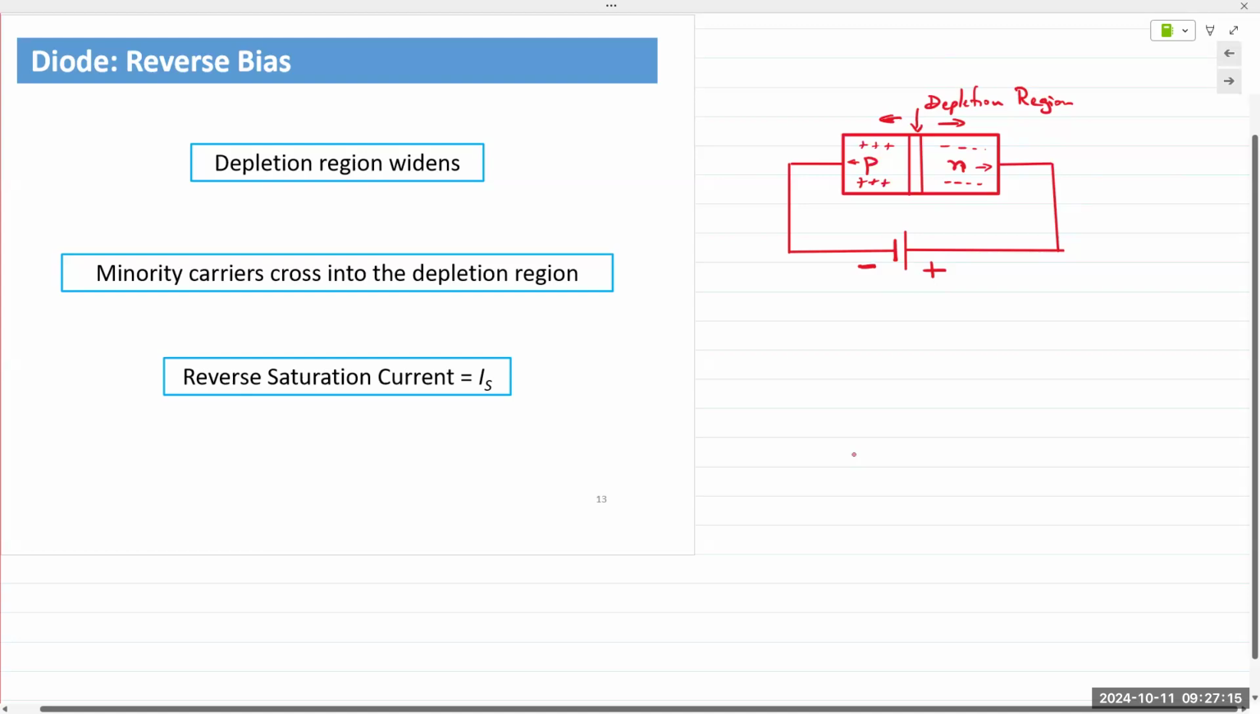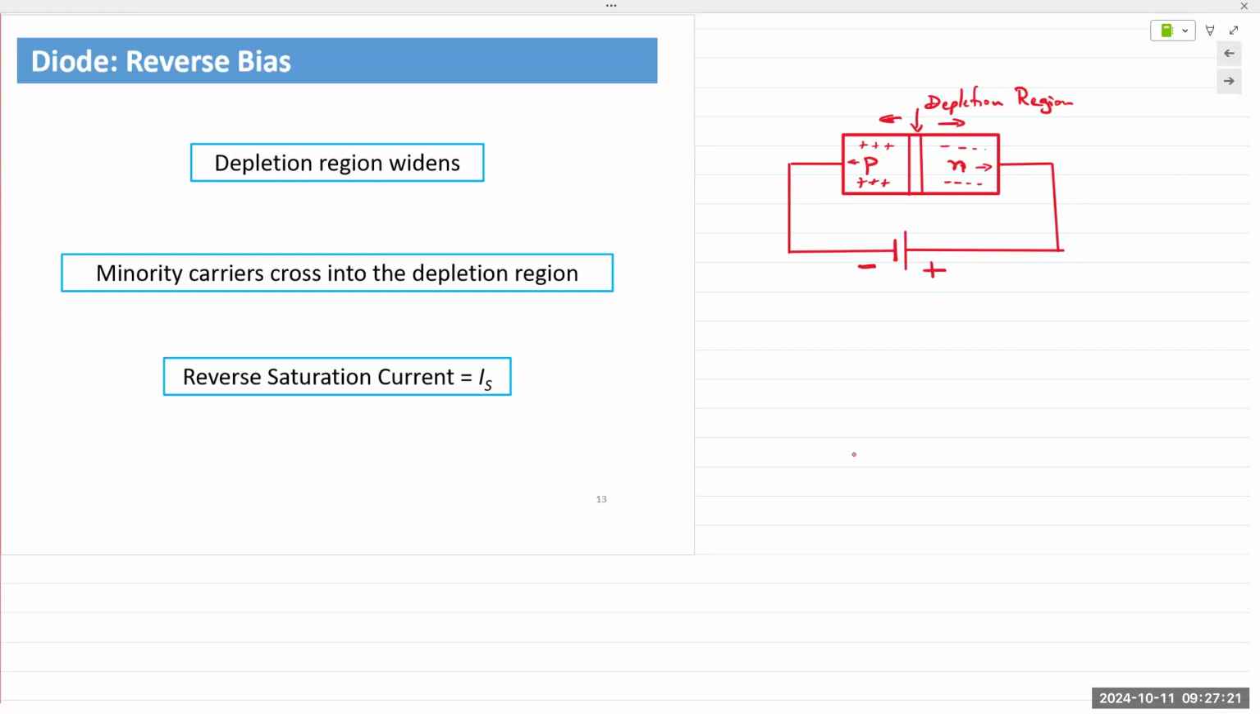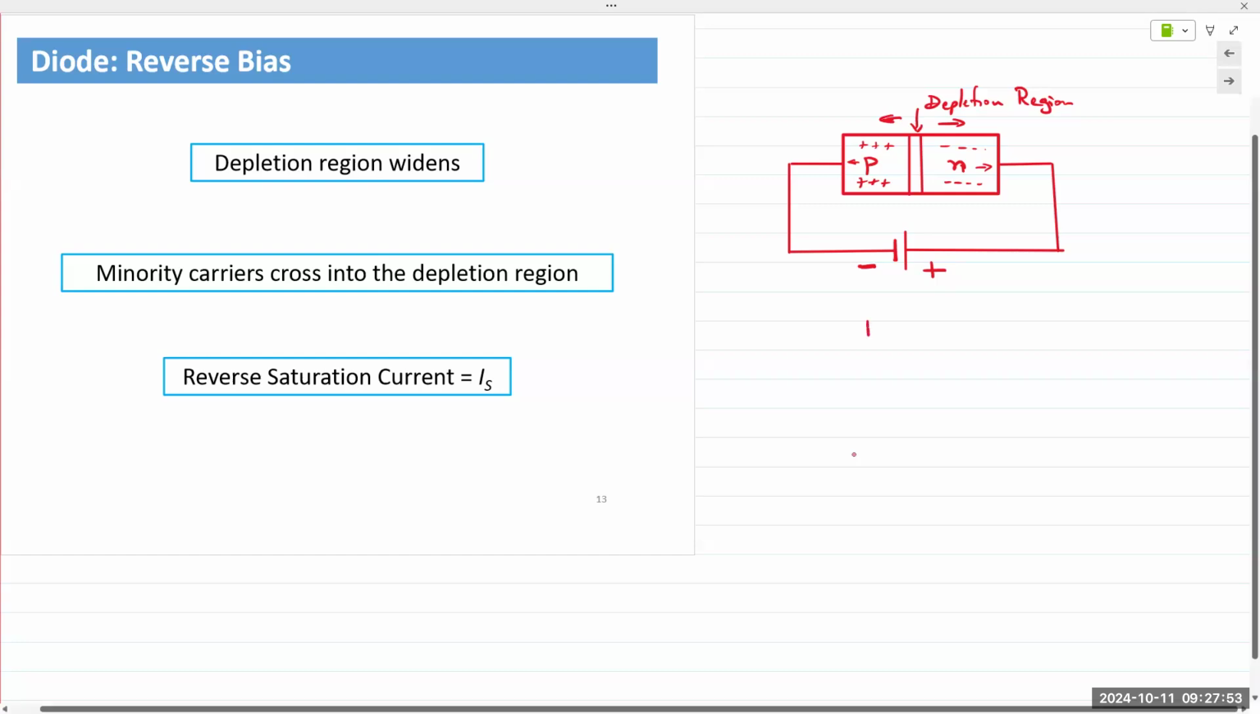What do you think happens in terms of charges? P-type material has an excess of positive charges, N-type material has an excess of negative charges. You have the negative end of the battery connected to P-type. What happens? Opposite charges attract. So we now have holes being attracted to the negative end of the voltage source, and we have electrons on the other side being attracted to the positive end. And so the carriers are moving away from the junction, and the depletion region width increases.